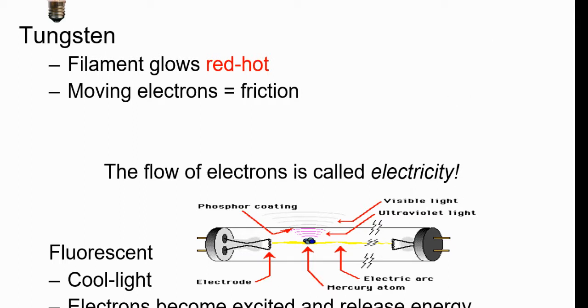So in a tungsten light bulb, you have in here a metal, tungsten, which has the symbol W, and when you shove too many electrons through, the electrons rub against each other and they glow red hot.